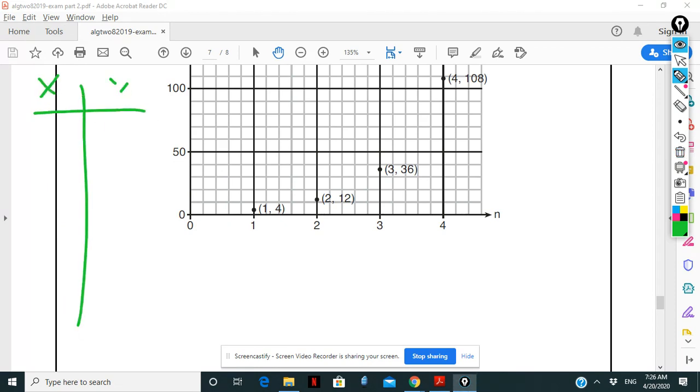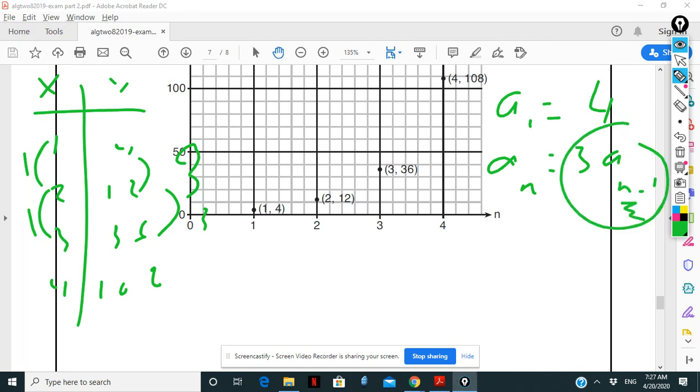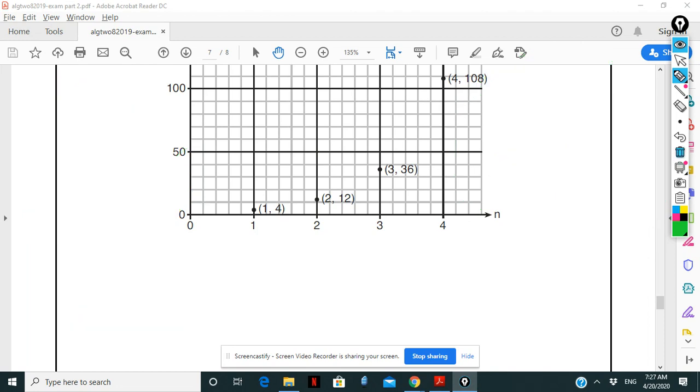So x, y, 1, 4, 2, 12, 3, 36, 4, 108. So each time we are multiplying by 3. So that's a geometric one. To write a recursive formula, I have to write A1. What's the A1 value? A1 value is 4. And to find AN, I have to multiply the prior term, AN minus 1, because that represents the prior term, by 3. But for the recursive formula, I have to mention the two terms.